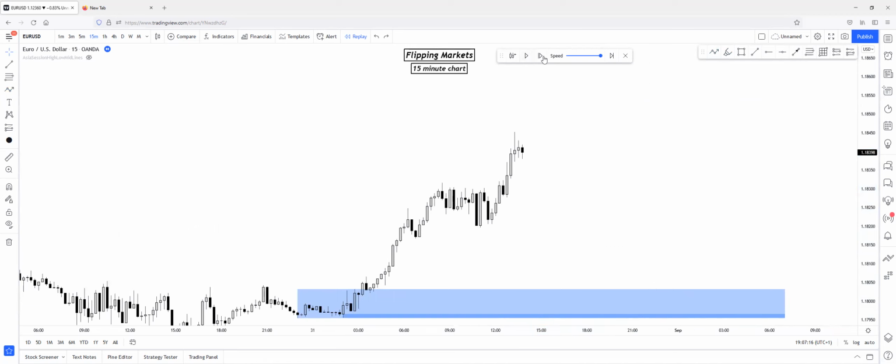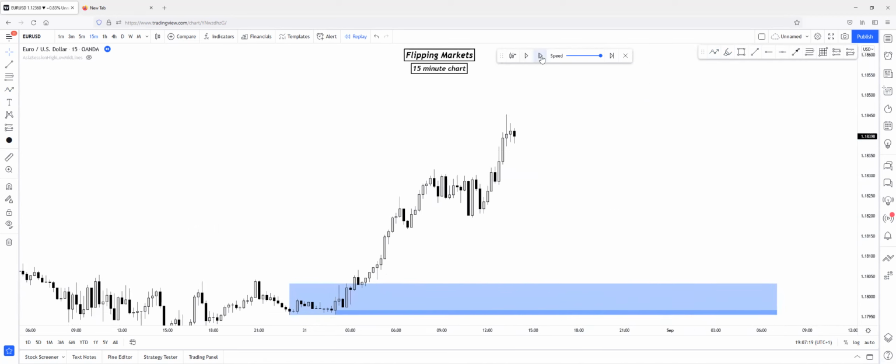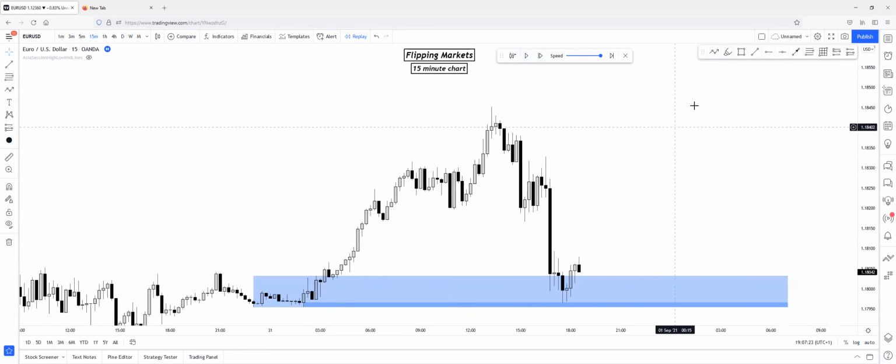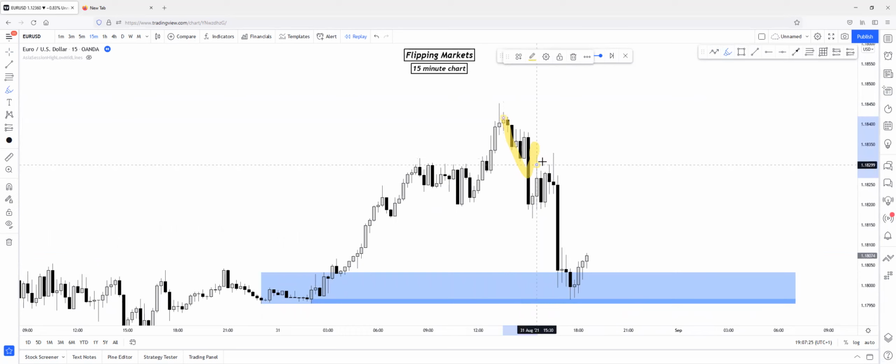Okay, so I will just play price forward. And you can see that price created a series of lower lows and lower highs. I will just map this structure out again. As you can see, we have the high points, low points, and supply zones.